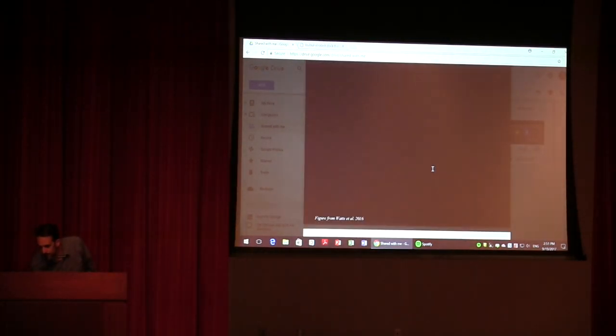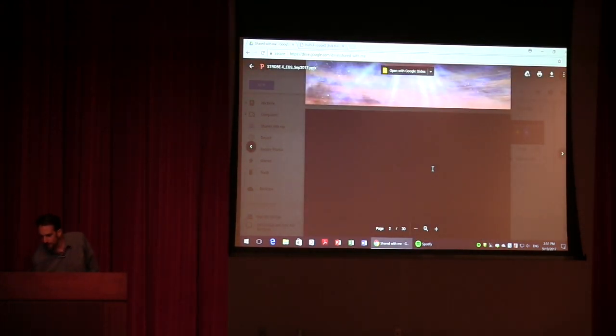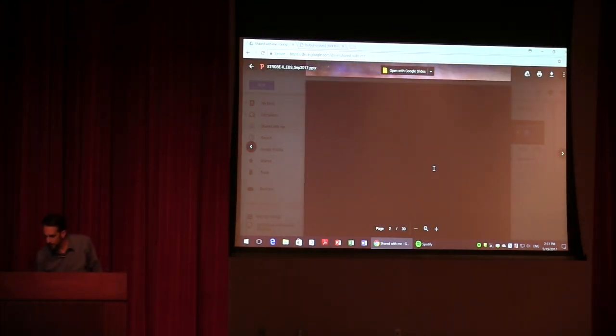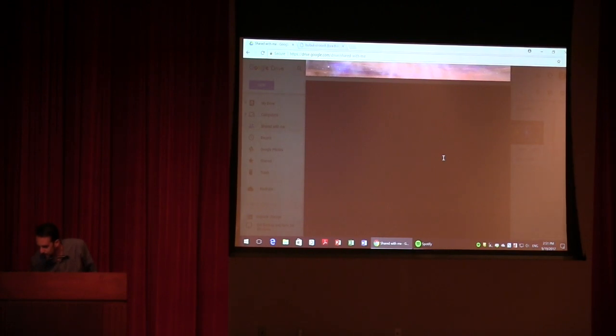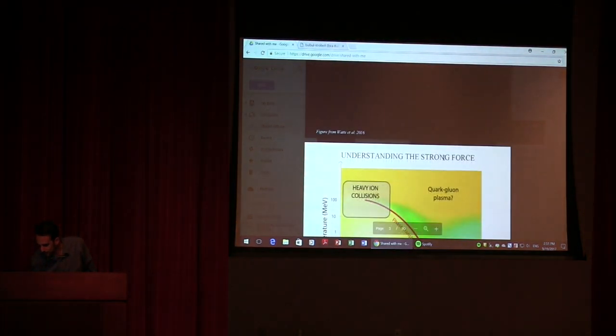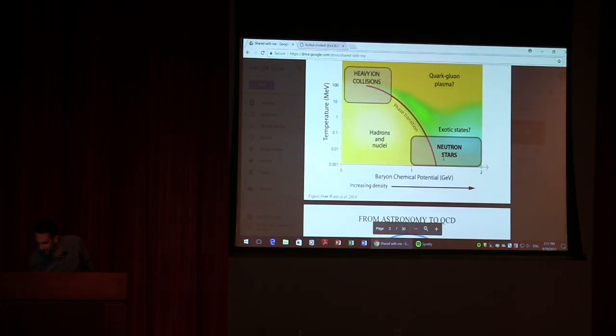Where is the right arrow? We're looking at a PDF? Yeah. Okay, so never mind, there were animations.